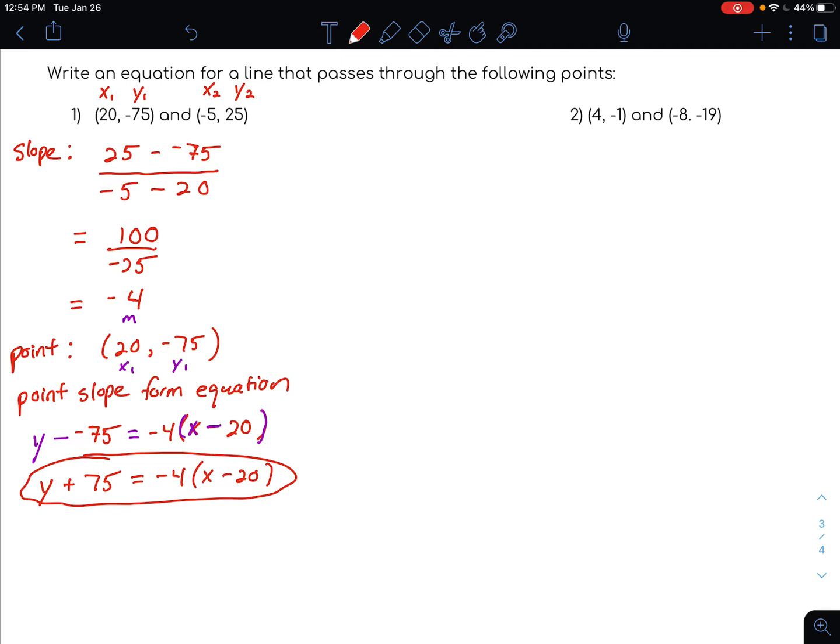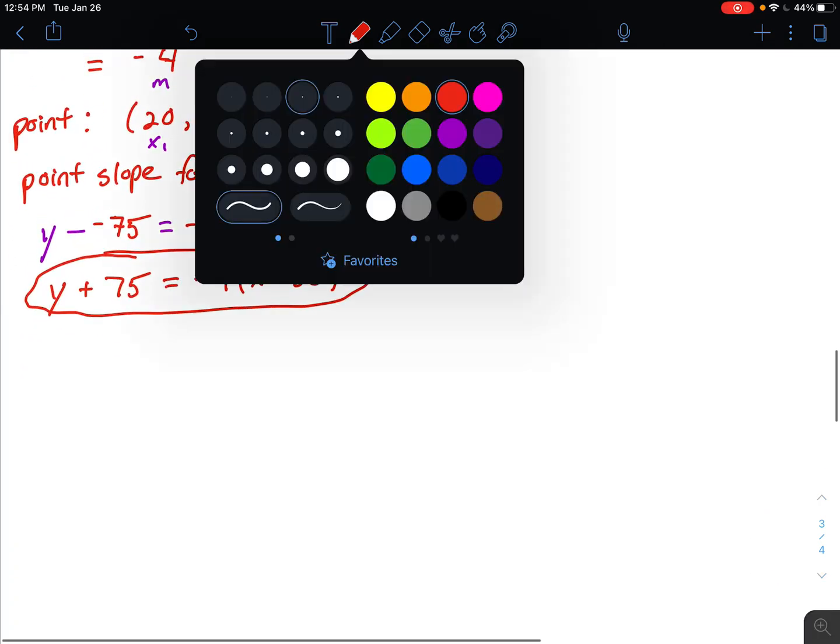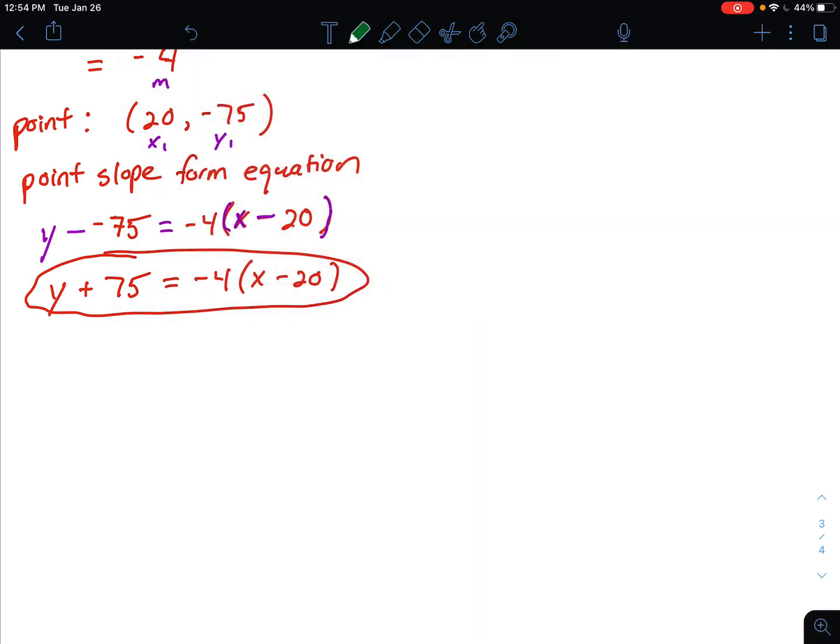But what if you want the slope-intercept form, the y equals mx plus b form? Well, let's go ahead and do that. We can do a little bit of algebra here, a little bit of simplifying to get it into the slope-intercept form.